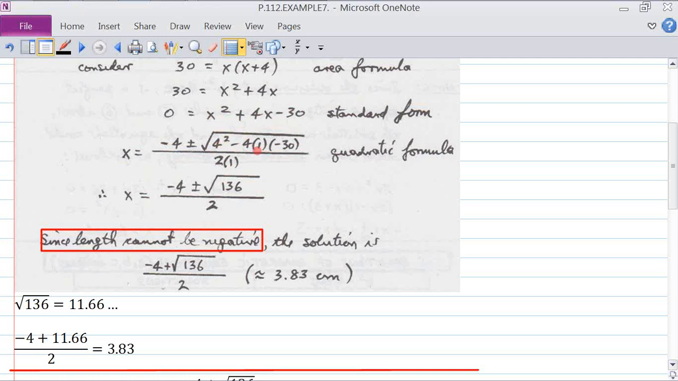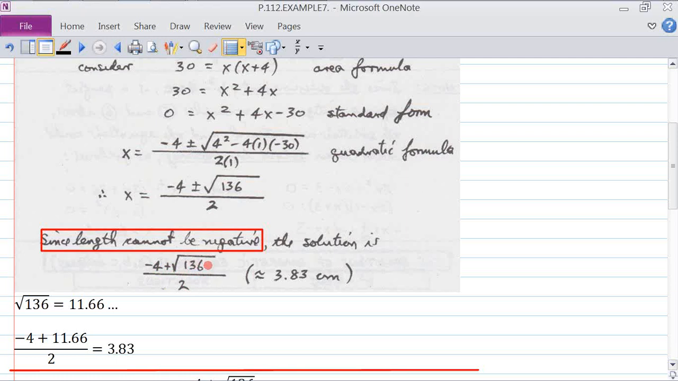This is 16 plus, this is 120, so that gives us 136. So x is the length here, and since the length cannot be negative, we're only going to use the positive solution here. If we use minus root 136 here, the length would be negative. Well, the length can't be negative. So minus 4 plus root 136 over 2.